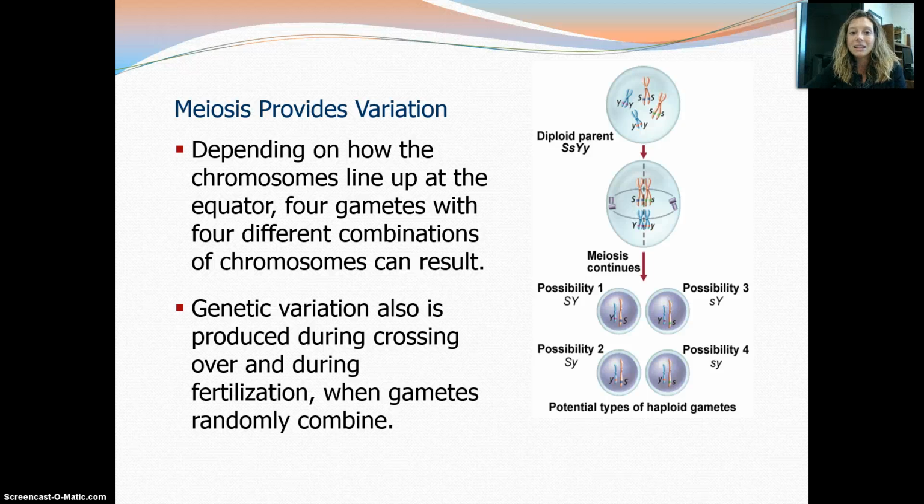Okay. So depending on how the chromosomes line up along the equator, remember they line up in pairs and then they line up single file, you have 4 gametes that have 4 different combinations of chromosomes that can result. So depending on how they line up, and then we have the exchange of genetic information during crossing over, those 2 things are how we are different as sexually reproducing organisms. That's what produces genetic variation. That's really important because for sexually reproducing organisms, there are benefits to being genetically varied.